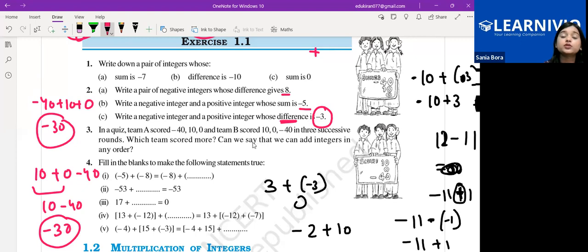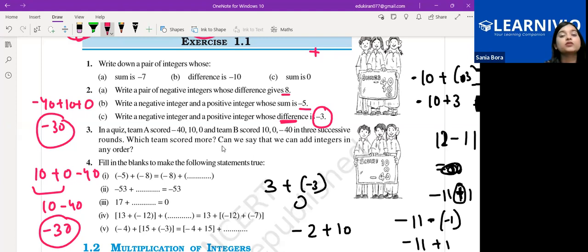Which formula did you use? Ma'am, for the first one, I did not write minus 40 plus minus 10 plus 0. I wrote minus 40 plus 10 is equal to minus 30. Then with minus 30, I added 0. So I got minus 30. Yeah, that's also correct. Okay, ma'am.